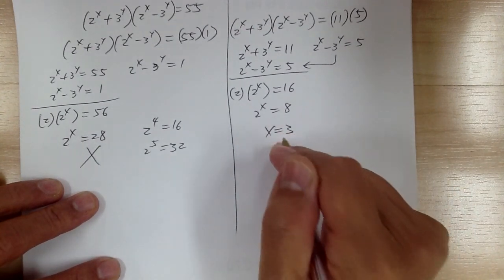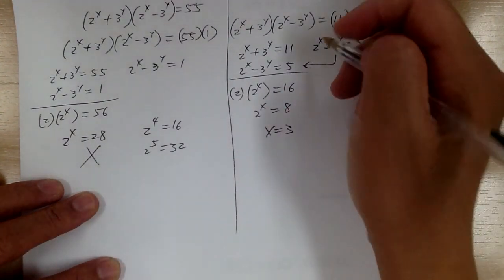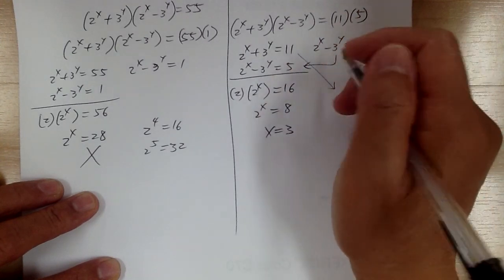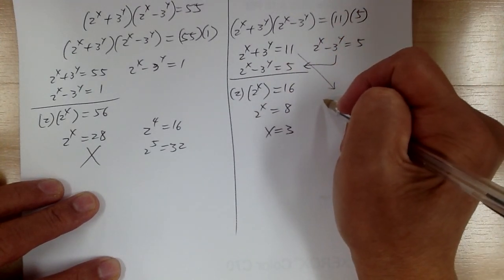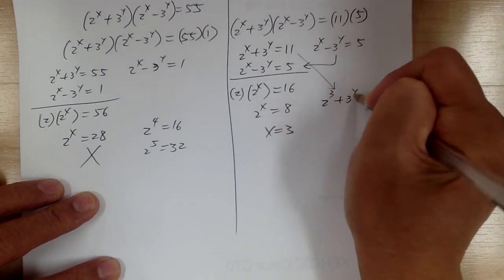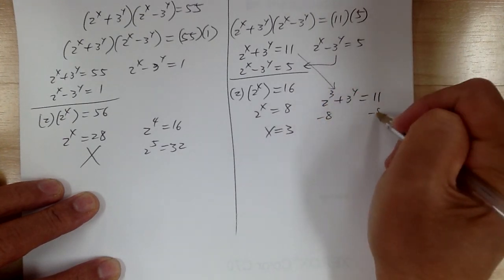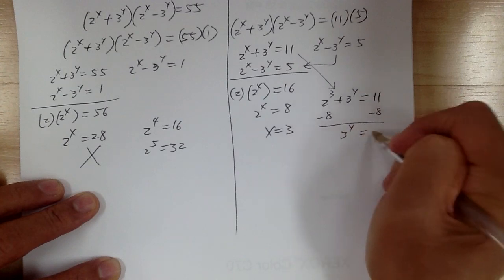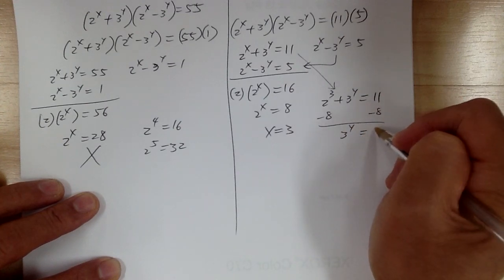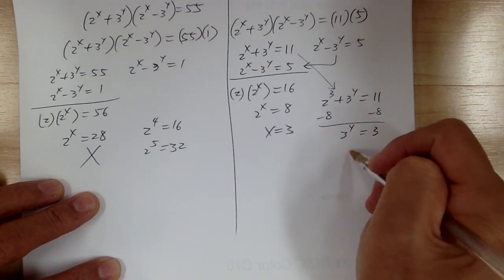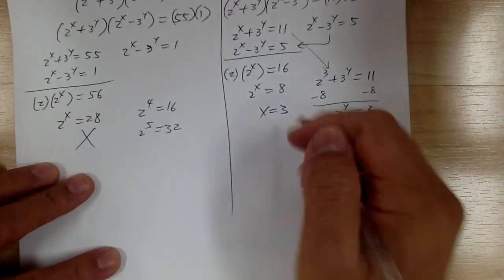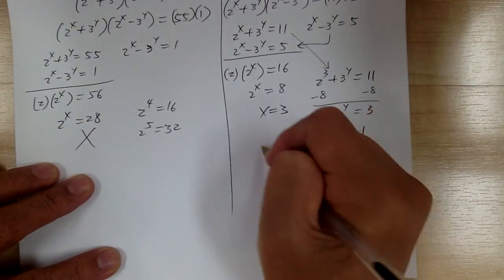Okay, once you got x equal to 3, then you can go and use this one here to solve. Okay, so 2 to the 3 plus 3 to the y equal to 11. So minus 8, right? 2 to the 3 is 8, so minus 8. So you got 3 to the y equal to 3. So y will equal to 1. So the answer will be 3, 1.